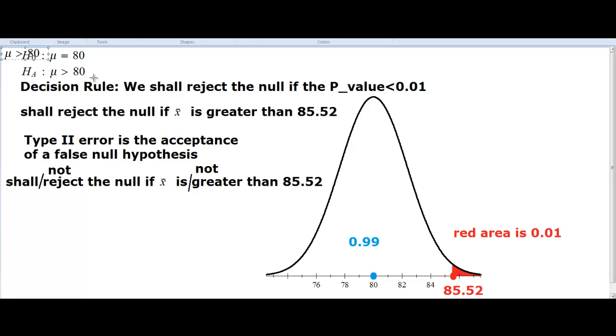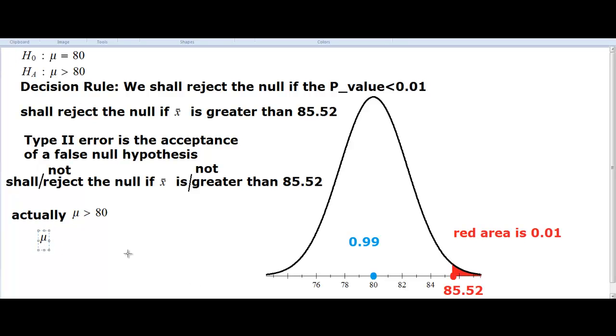So if we look at it, what we are going to see here, in fact or actually, if this is the case and we are not rejecting the null hypothesis, then we are committing a type 2 error. Okay, so once again, if actually the population mean is more than 80 and we did not reject the null, then we committed a type 2 error, right?